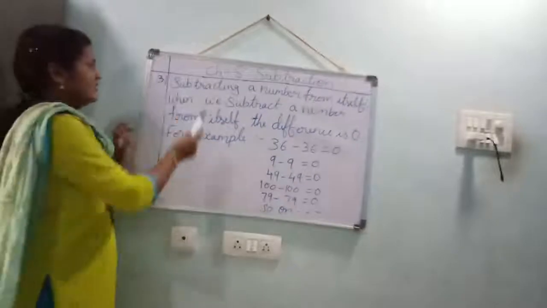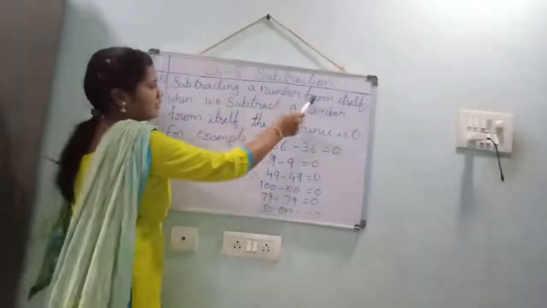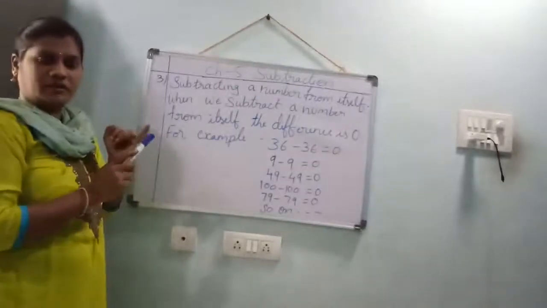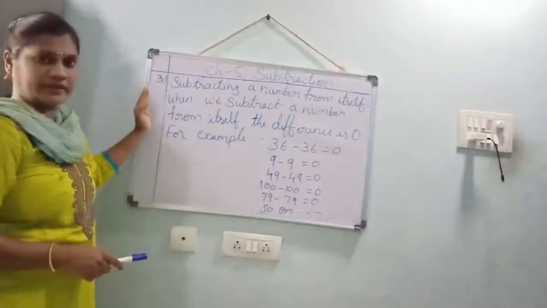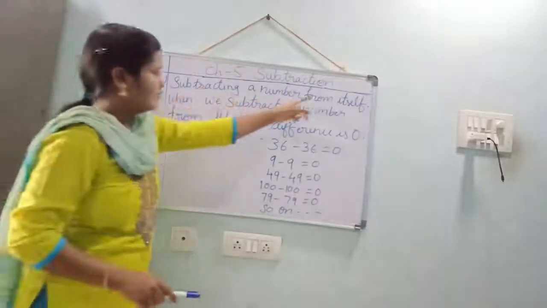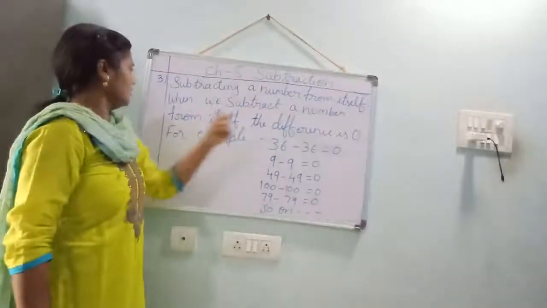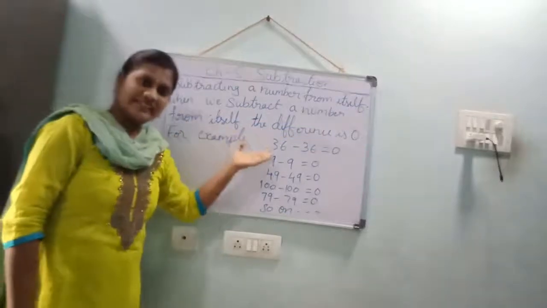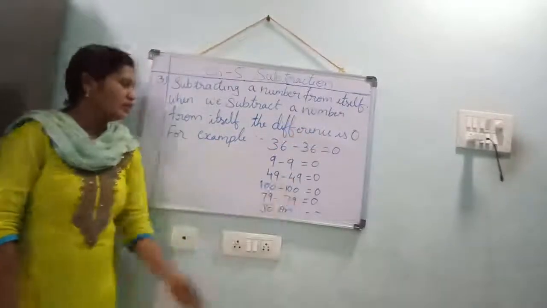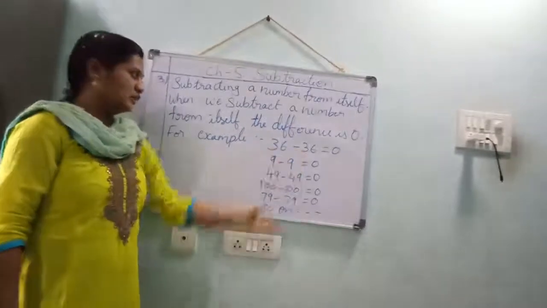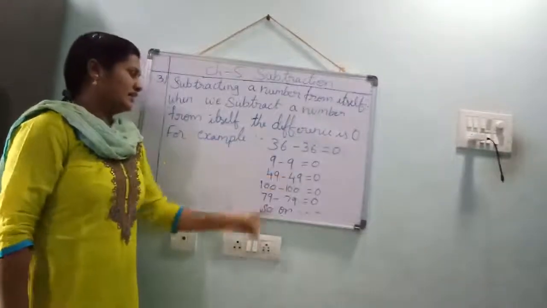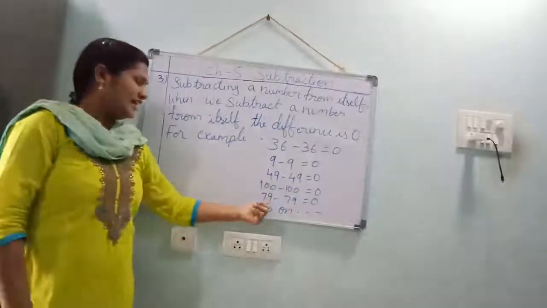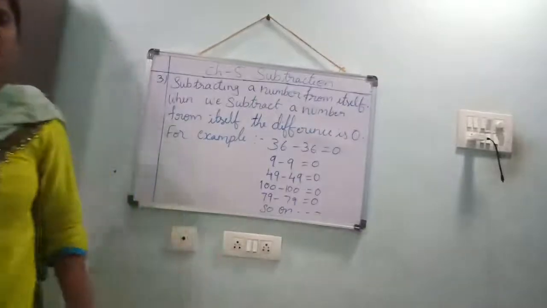See, this is the third property. You learned first property, second property. Now third property, subtracting a number from itself. When we subtract a number from itself, the difference is 0. For example, 36 minus 36 is equal to 0. 9 minus 9, 0. 49 minus 49, 0. 100 minus 100, 0. 79 minus 79 is equal to 0, and so on.